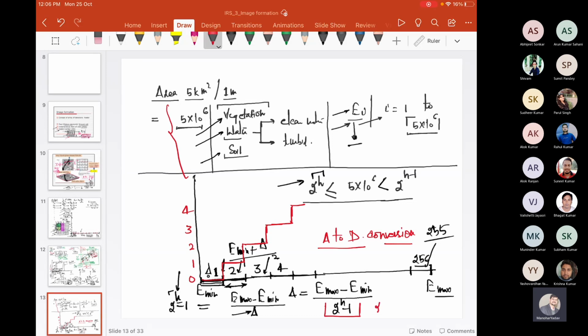Don't confuse this with 2 to the power n minus 1. If n is equal to 8 bit, then this will be 255, because we are starting from 0 to 255.